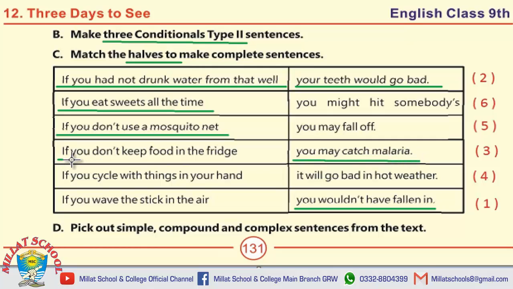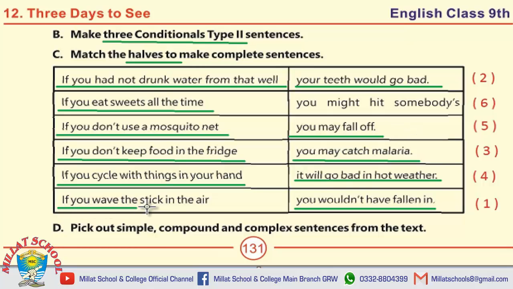Sentence number 4. If you don't keep food in the fridge, it will go bad in hot weather. Sentence number 5. If you cycle with things in your hand, you may fall off. And the last sentence is, if you wave the stick in the air, you might hit somebody's.